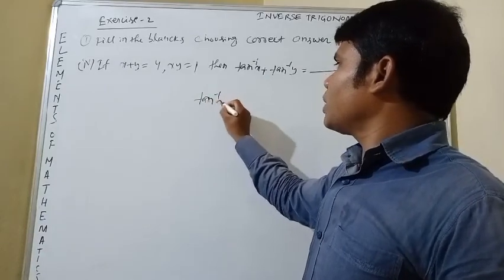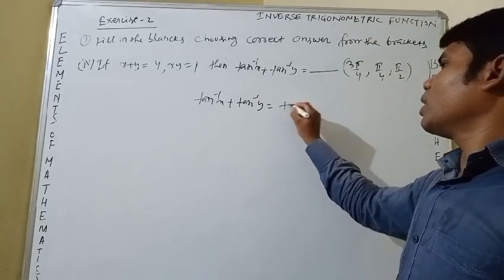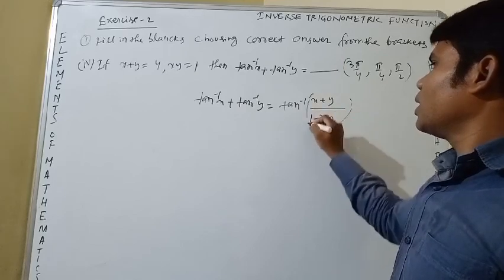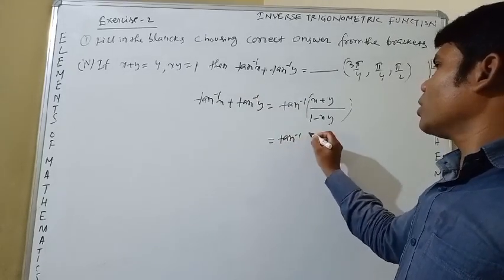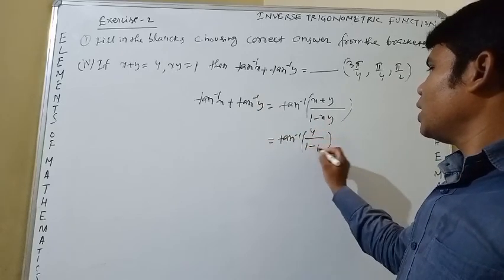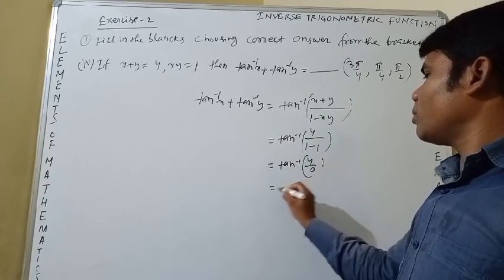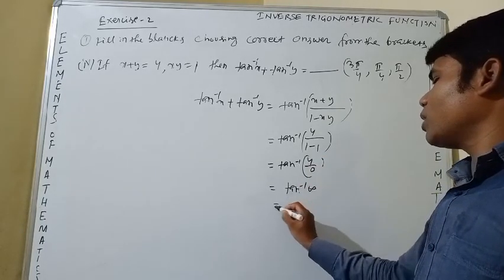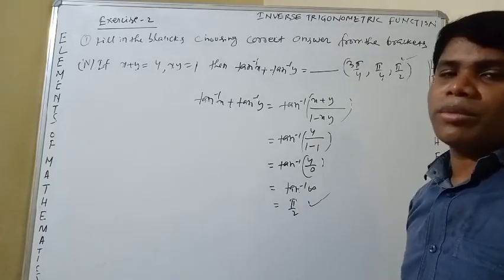Tan inverse x plus tan inverse y, what is the formula? That is tan inverse of x plus y divided by 1 minus xy. Here x plus y is given as 4, and 1 minus xy is 1 minus 1, so that is tan inverse 4 by 0. 4 by 0, constant by 0, is infinite. So tan inverse infinite is equal to pi by 2. So this option is correct. Pause the video, note it down.